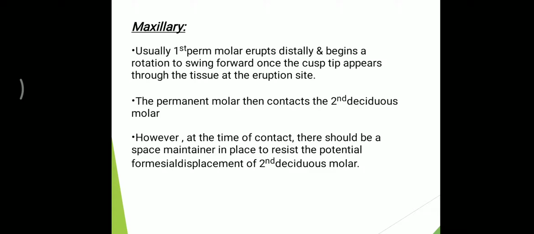Now let's see the maxillary aspect. Usually the first permanent molar erupts distally and begins a rotation to swing forward once the cusp tip appears through the tissue at the eruption site. The permanent molar then contacts the second deciduous molar. However, at the time of contact, there should be a space maintainer in place to resist the potential for mesial displacement of the second deciduous molar.